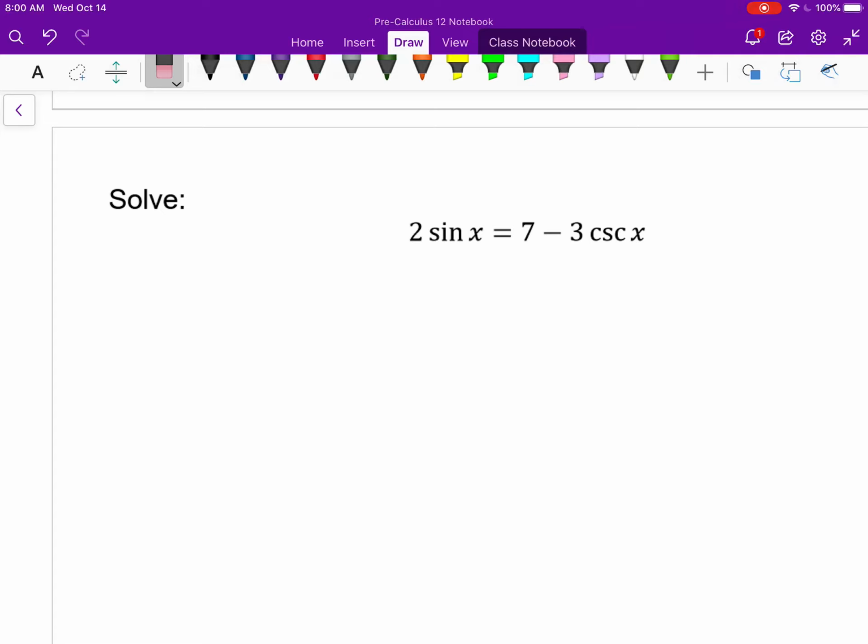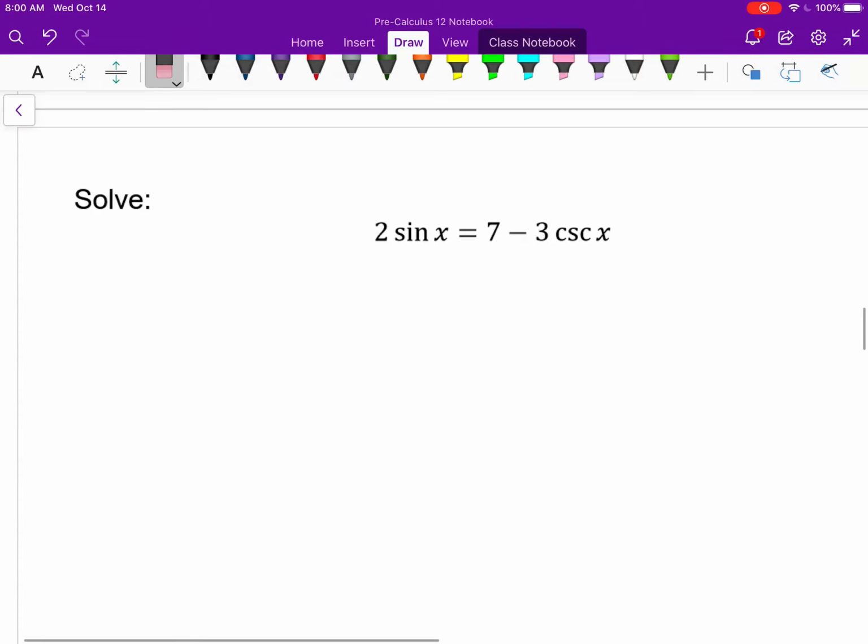Okay, so again, no restriction. So in the end, I want the general solution. But again, that's not the main part. All right, so I've got sine and cosecant. Well, the good thing is cosecant is the reciprocal of sine. So I'm going to rewrite this as 2 times the sine of x equals 7 minus 3 times 1 over sine x. Or, instead of writing it like that, why don't I just write it as 3 over sine x?